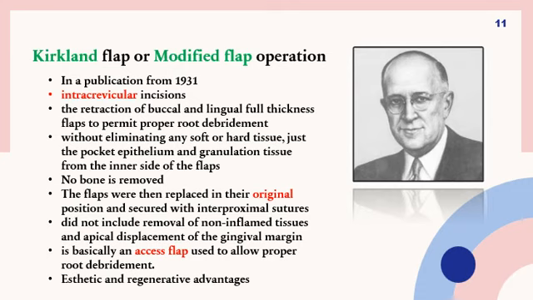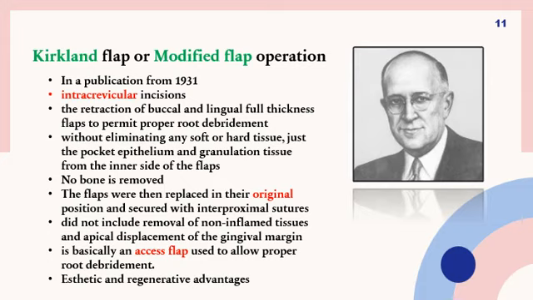Another flap that was introduced in 1931 was the Kirkland flap or modified flap operation. Kirkland also uses intrasulcular incisions or sulcular incisions. After that, the buccal and lingual flaps are retracted to permit proper root debridement, but no soft or hard tissues are eliminated in the Kirkland flap. Just the pocket epithelium and the granulation tissue is removed from the inner side of the flap. So no bone is removed, and the flaps are replaced in the original position at the end of the surgery.